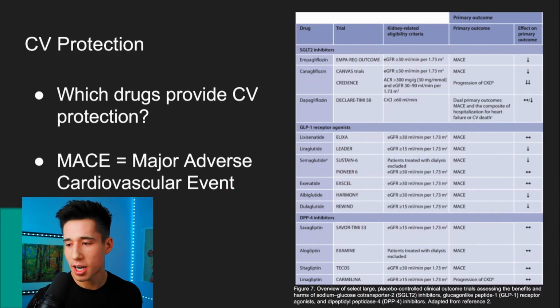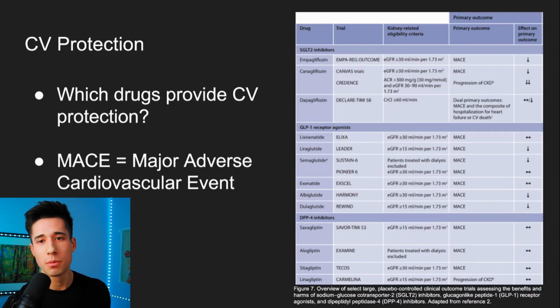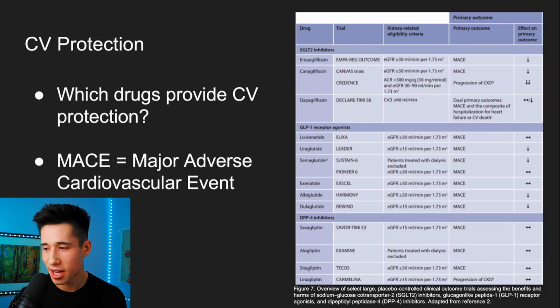Okay, so let's now talk about cardiovascular protection. So our patients who are diabetics have a greater risk of cardiovascular disease. Our patients with CKD have a greater risk of cardiovascular disease. Our patients with both CKD and diabetes have a much greater risk of cardiovascular disease.